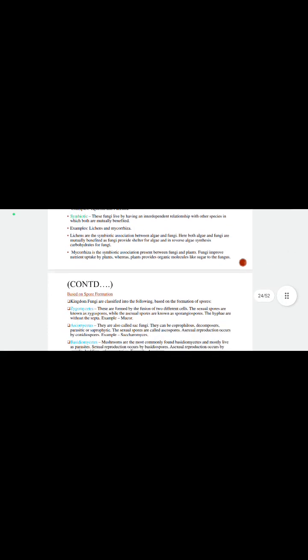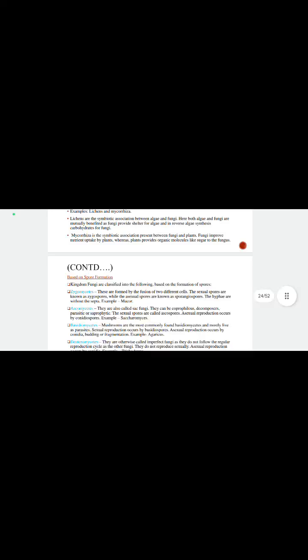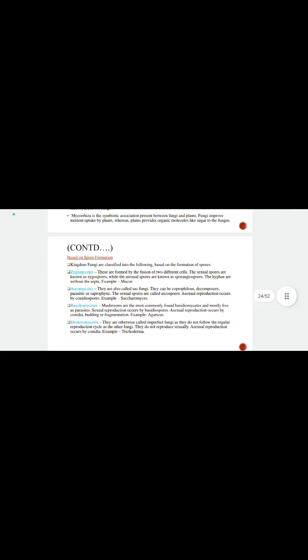Then based on the spore formation, kingdom Fungi can be classified into the following classes: Zygomycetes, Ascomycetes, Basidiomycetes, Deuteromycetes. Zygomycetes means they are formed by the fusion of two different cells. The sexual spores are known as zygospores, while the asexual spores are known as sporangiospores. The hyphae are without septa. Example, Mucor.